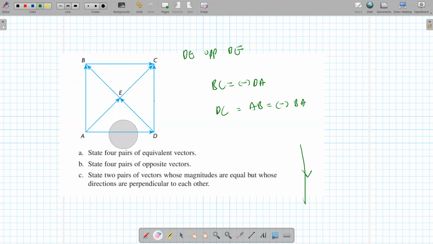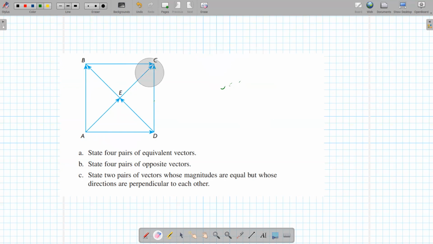Let's look at C. Actually, that's the answer to C. It says where the magnitudes are equal, but the directions are perpendicular. A to E and D to E, they have the exact same magnitudes, but their directions are perpendicular, means they intersect at 90 degrees. Okay? E to B and E to C, so this guy here going this way and this guy going this way, they have the same magnitude. Magnitude means length, but their directions are, not opposite, sorry, perpendicular, 90 degrees, like that. Cool.